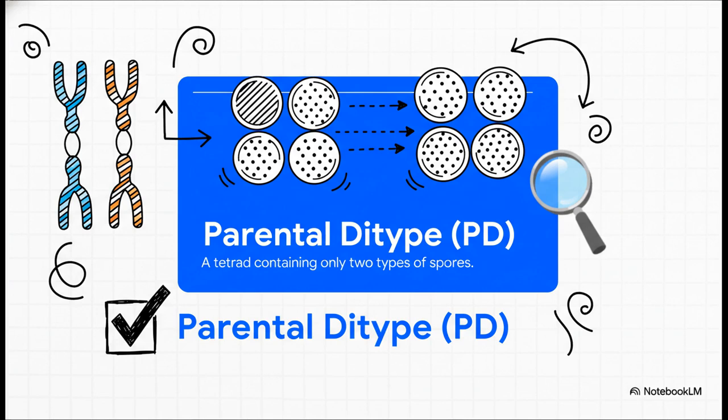This one's the simplest outcome. It basically means no shuffling, no recombination happened between the genes we're looking at. All the spores end up looking exactly like the original parents. This is our baseline, our starting point.